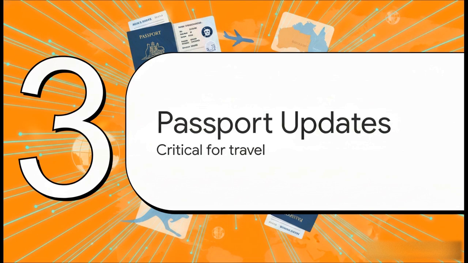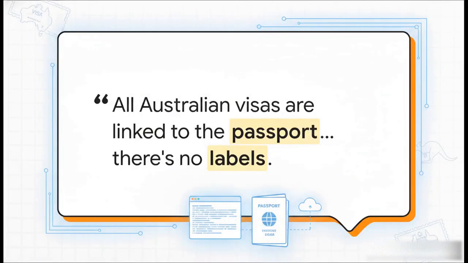Let's move on to Section 3, passport updates. These are absolutely critical for travel. Now that we actually know how to update the system, let's talk about what needs updating. Let's start with what is arguably the absolute most critical category for any migrant or traveler passing through Australia's borders.